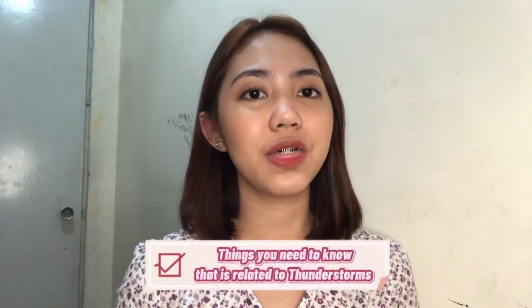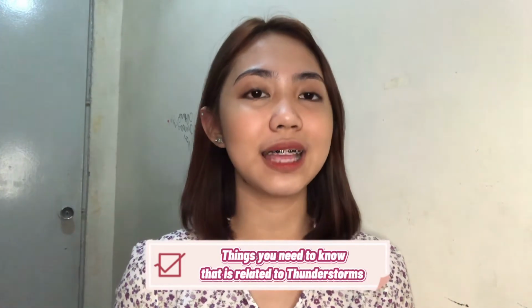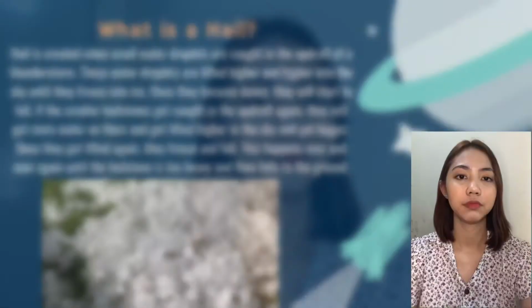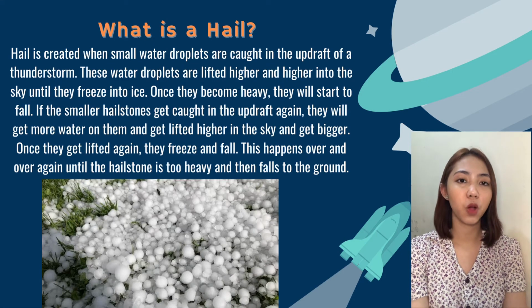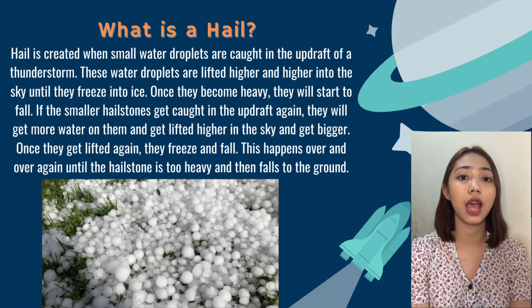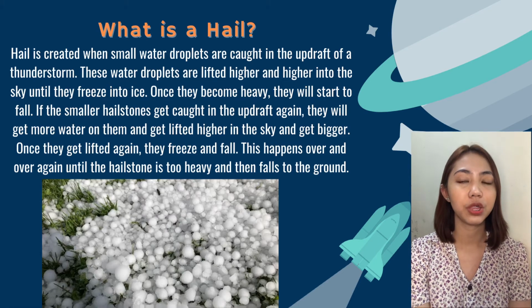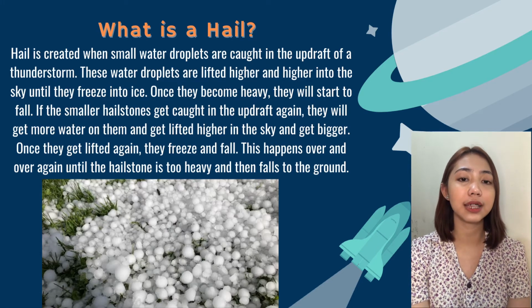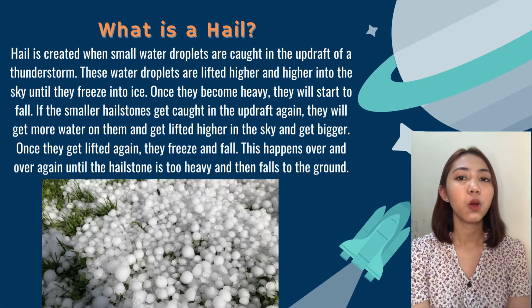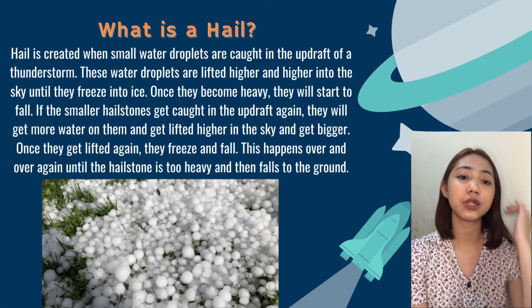Here are some of the things that you need to know that are related to thunderstorms. First is the hail. Hail is created when small water droplets are caught in the updraft of a thunderstorm. These water droplets are lifted higher and higher into the sky until they freeze into ice. Once they become heavy, they will start to fall.